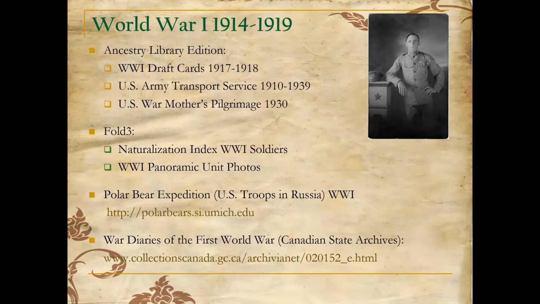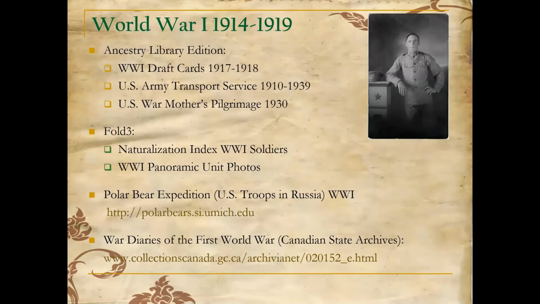As they're returning home, if they're listed as being in a casual unit, it means that they were wounded and in the hospital when the war ended and when they were shipped home. It means that they came back from overseas separate from the rest of their unit. So if you see casual, it doesn't mean they're wearing khakis and Hawaiian shirts. It means that they were separated from their unit because they were in the hospital.